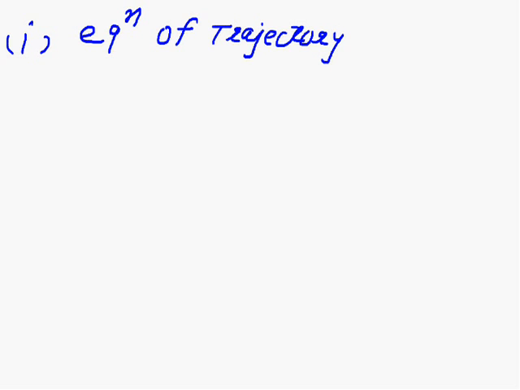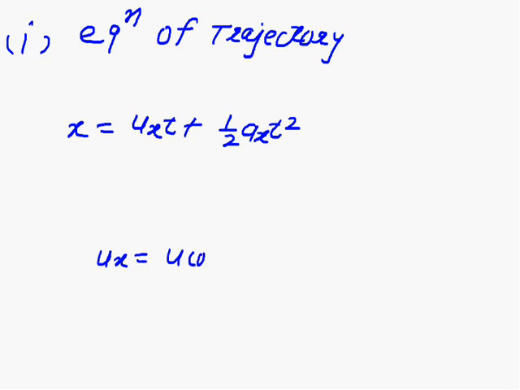First, the equation of trajectory. We know the second equation of motion along the x direction is x equals uxt plus half axt square. Here ux equals u cos theta and ax equals 0. So this equation becomes x equals u cos theta into t.